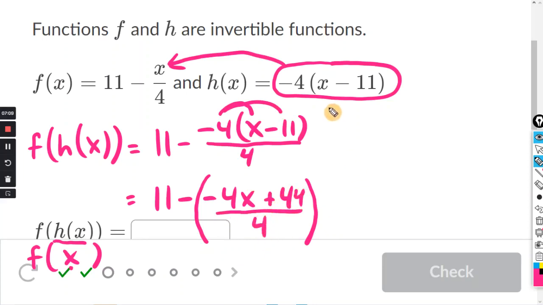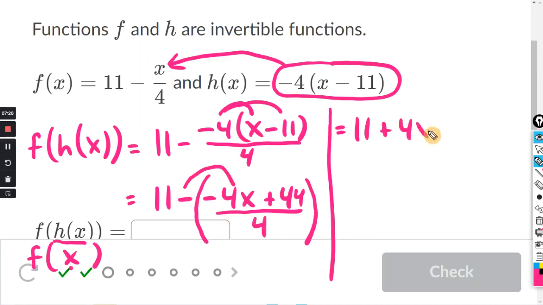All right, let's see. We have 11. And now we have to distribute the negative sign. Minus negative 4x is going to be positive 4x, and minus positive 44. And that whole thing is divided by 4.